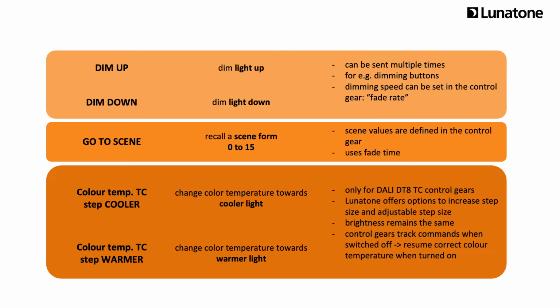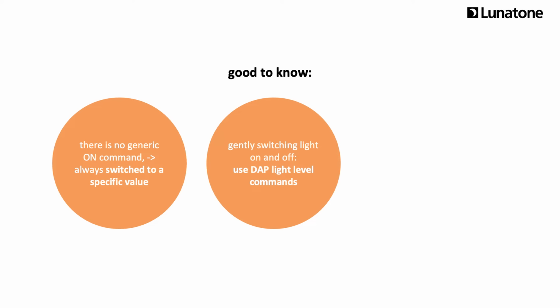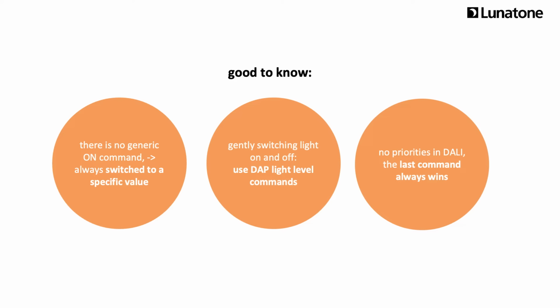To summarize the chapter DALI commands, it is good to know that there is no generic on command in the DALI standard. The light is always switched on to a specific value. Furthermore, DALI offers the possibility of gently switching the light on and off with DAP light level commands, which include a fade time. And last, there are no priorities in DALI. The last sent command always wins.